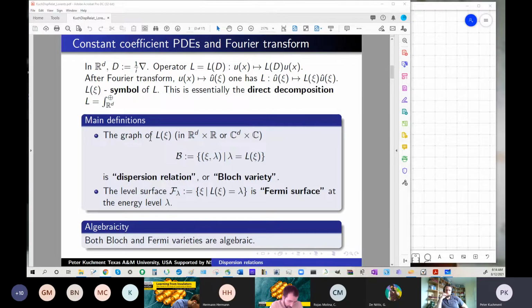And let's consider the graph of this symbol. I call it B, and this is, quote-unquote, the dispersion relation or Bloch variety analog for the constant coefficient case. Not periodic, but completely constant coefficient. I put it in quotation marks since no one says these words, but you will see that it naturally leads to the periodic case. And if you fix a value lambda, then the level surface, you can call it the Fermi surface at the energy level lambda. Both those surfaces are algebraic, clearly, since L of xi is a polynomial. So they are given by polynomial equations.